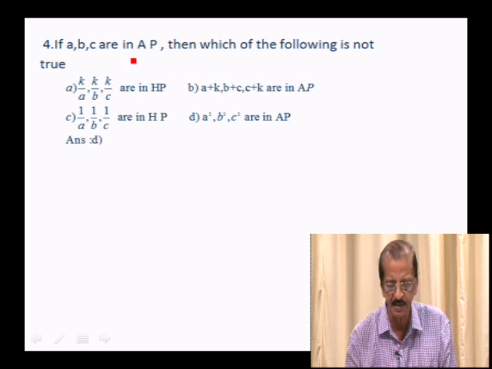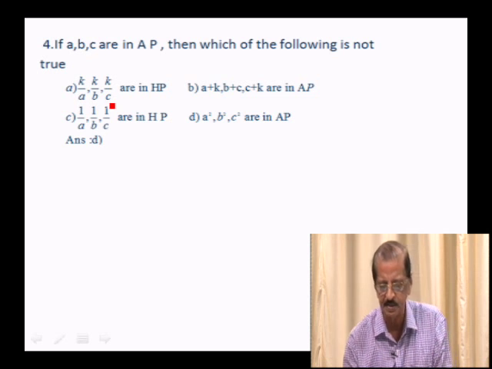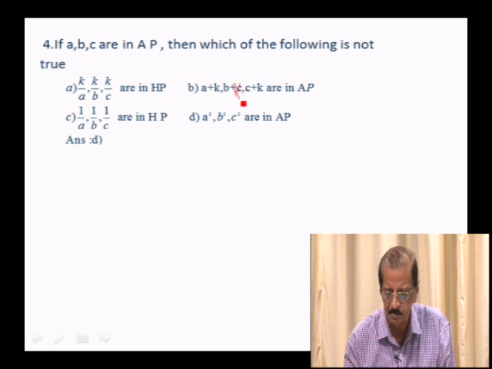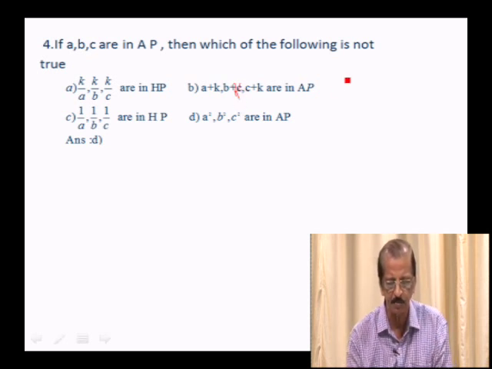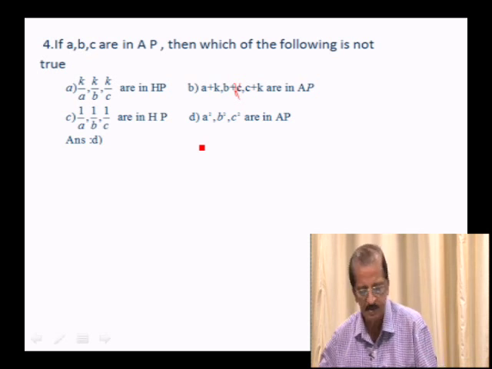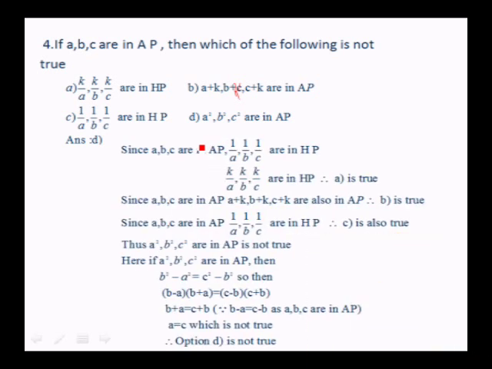If A, B, C are in AP, then which of the following is not true? A: K by A, K by B, K by C are in HP. B: A plus K, B plus K, C plus K are in AP. C: 1 over A, 1 over B, 1 over C are in HP. D: A square, B square, C square are in AP. So, since A, B, C are in AP, 1 over A, 1 over B, 1 over C are in HP. If you multiply throughout by K, that will again be in HP, therefore A is true.